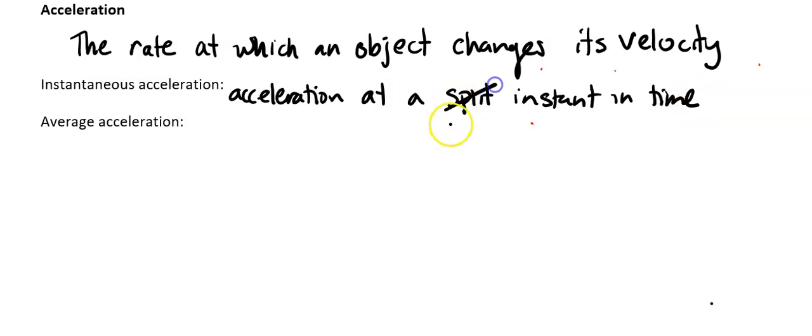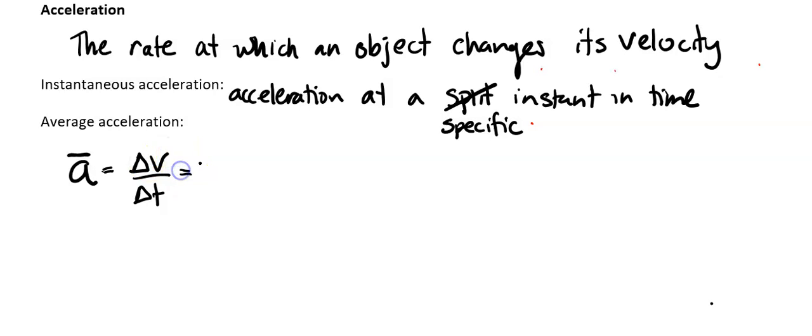Average acceleration is just your acceleration over a time interval. The equation we'll use to calculate average acceleration is an a with a bar over it, and again, the bar means average. It's going to be change in velocity over change in time, and our change in velocity is Vf minus Vi, over delta t.